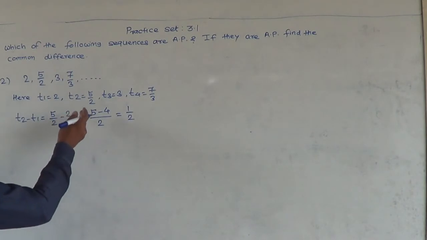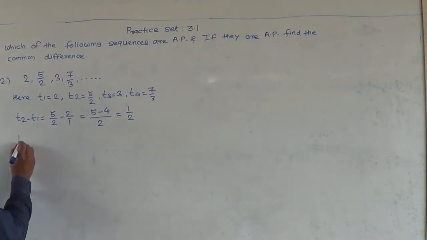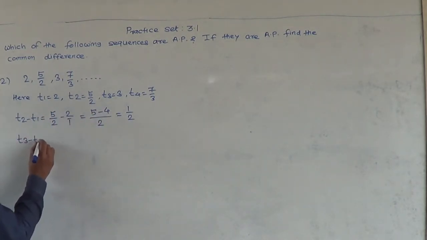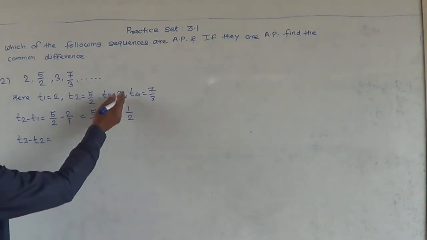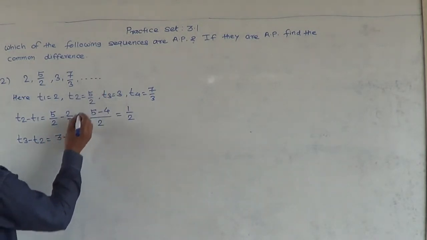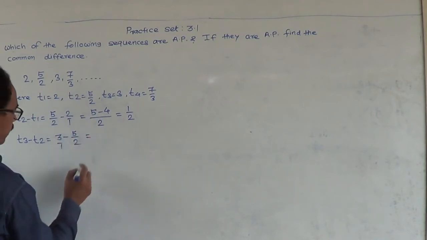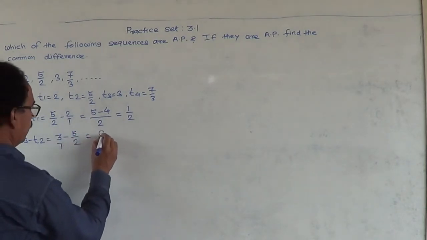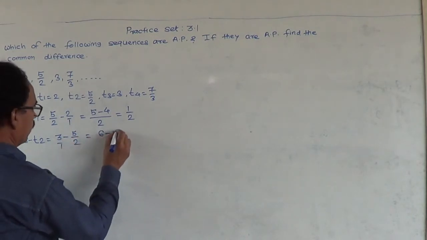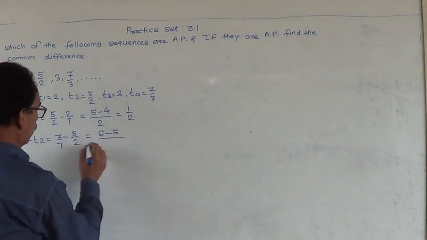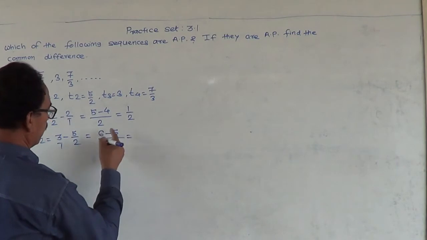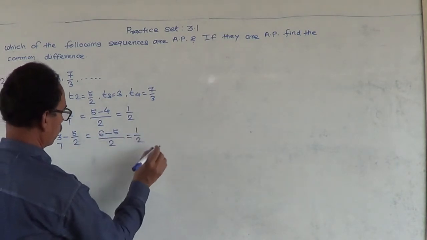Now take the difference between T3 and T2. T3 minus T2. Our T3 is 3 minus T2, which is 5 by 2. Again find the answer: 2 into 3, that is 6, minus 5 into 1, that is 5, upon 2 into 1, that is 2, and this is 6 minus 5, that is 1 upon 2.